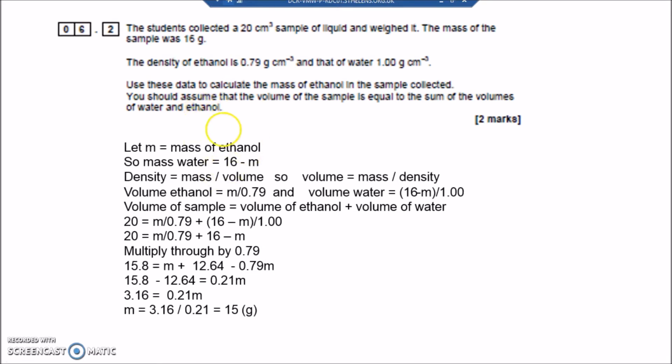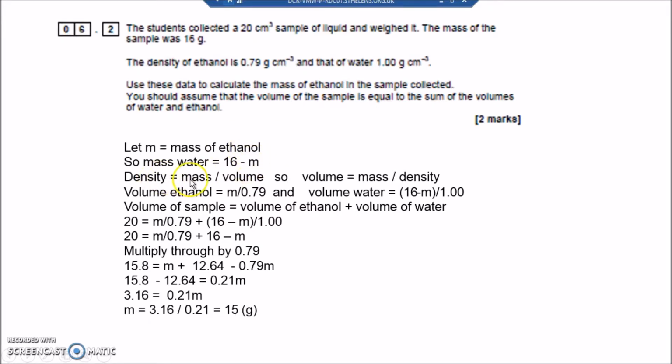First of all, you've got to give the mass of ethanol a letter M, because I've not got a true value for the mass of ethanol, and that's what we're trying to work out. So I'm just going to give it the letter M. The mass of the water is the mass of the sample take away M, because if M is the mass of the ethanol and the mass of the sample is 16, there's only ethanol and water in there, so 16, the total mass of the sample, take away M, the mass of the ethanol, must be the mass of the water.